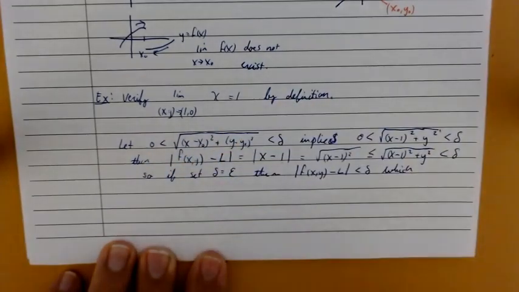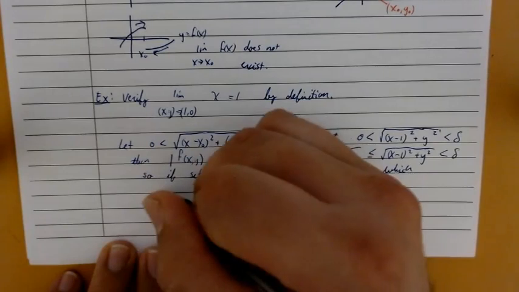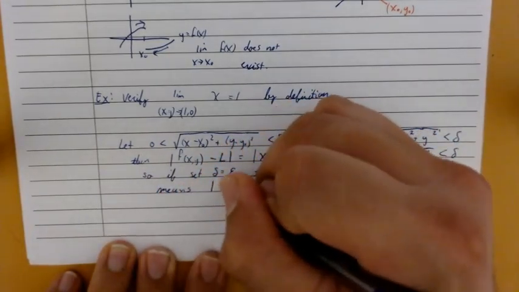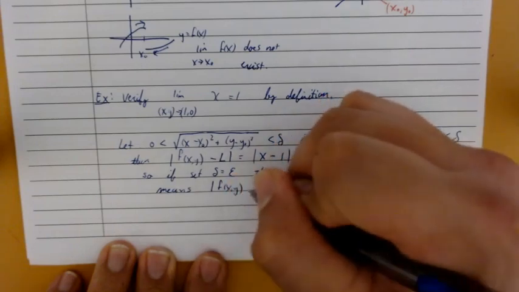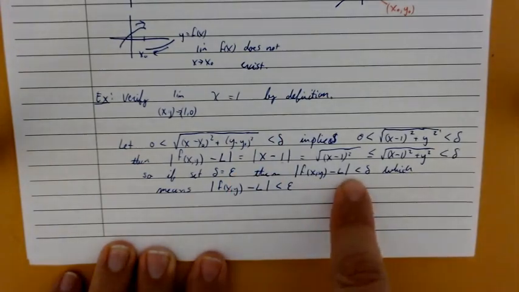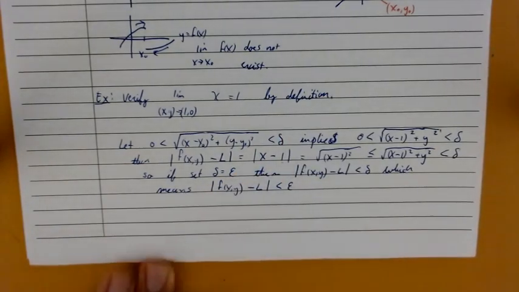which means absolute value of f of x comma y minus L is less than epsilon. Okay? If this is less than delta, well, then it's also less than epsilon, since we set delta and epsilon equal to each other, which verifies the claim.